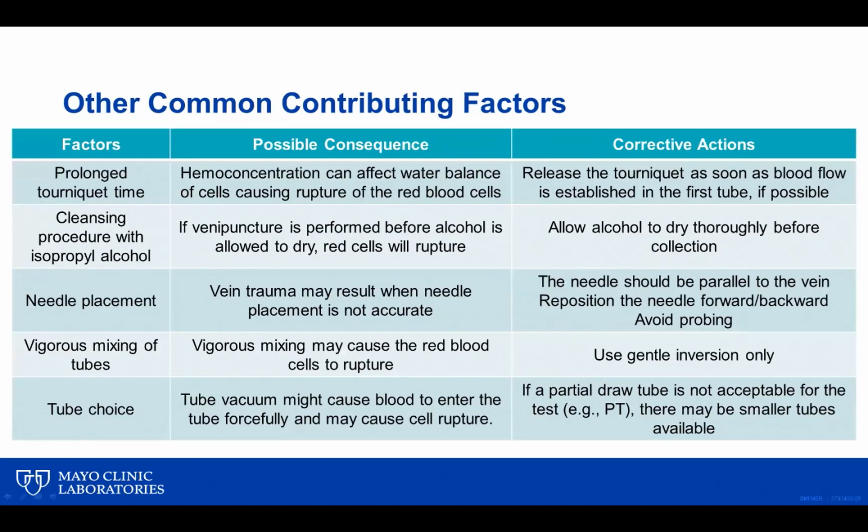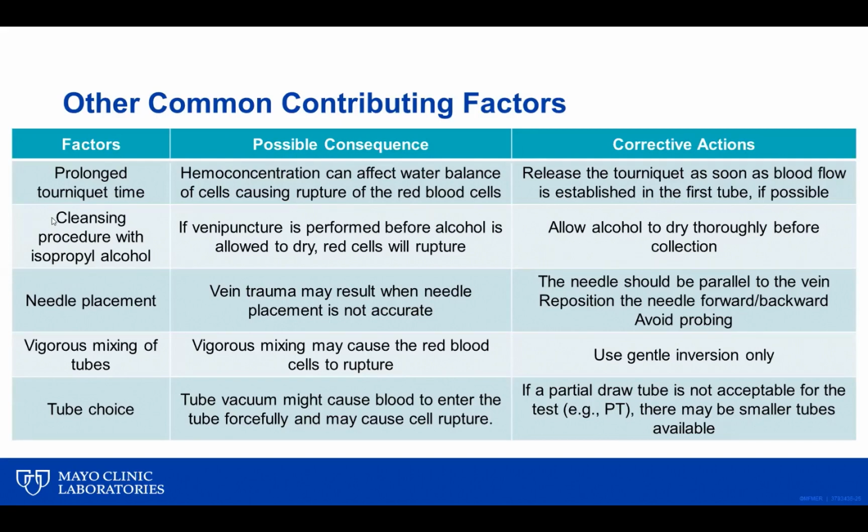And so I have listed here some of the other contributing factors of hemolysis. So, prolonged tourniquet time, ideally you want that on there a minute or less. So what is the possible consequence? Well, you get hemoconcentration. This obviously affects water balance of cells, causing rupture of those red blood cells. And so obviously the corrective action is to release the tourniquet as soon as blood flow is established in the first tube as possible.